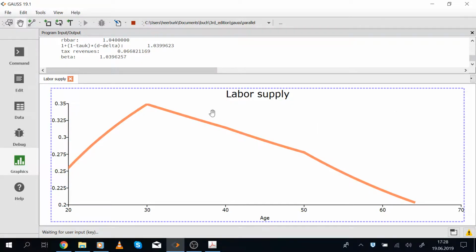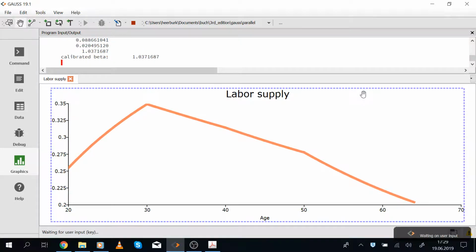Our efficiency increases until age 50, but this increases our labor supply due to the substitution effect. But our wealth is also increasing until age 60. So this wealth effect, this income effect, reduces labor supply, and the net effect is shown in this diagram. So labor supply increases until age 30 and afterwards declines.